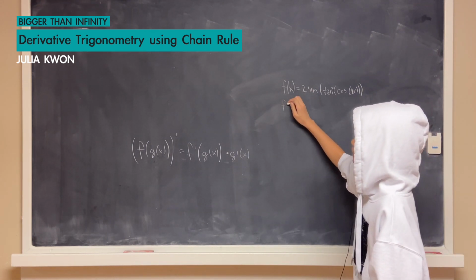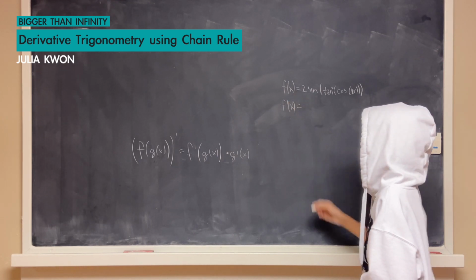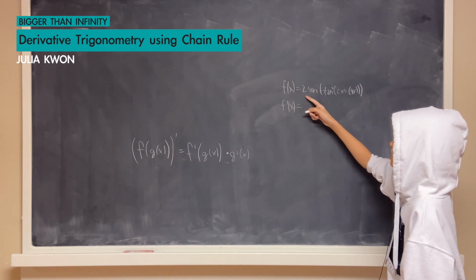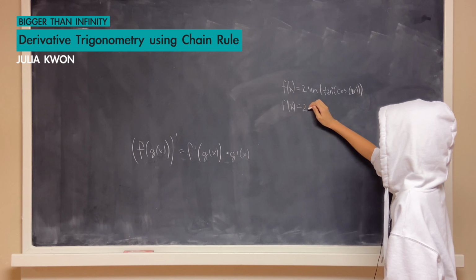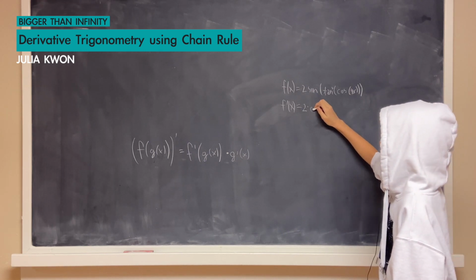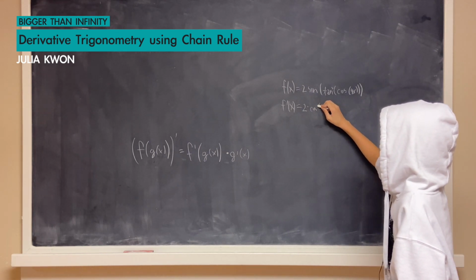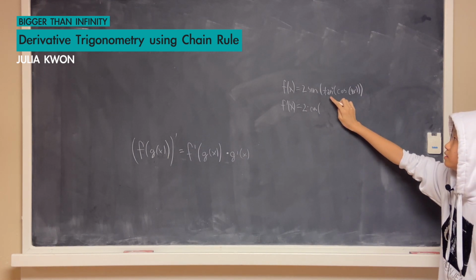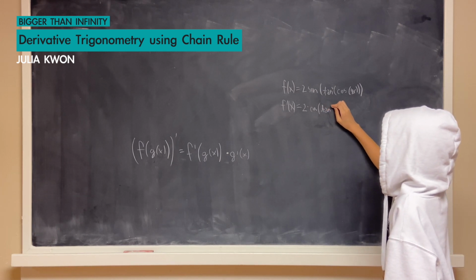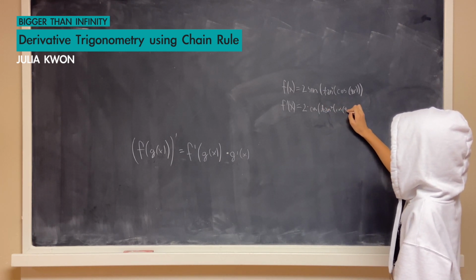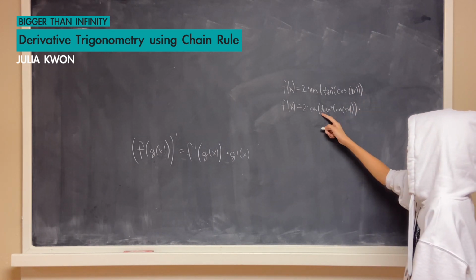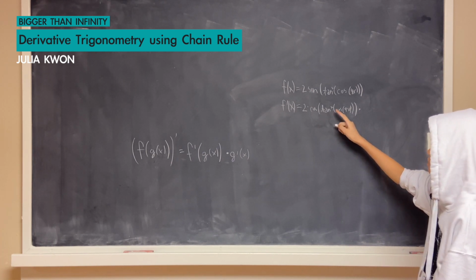So if we take the derivative now, we would first do the sine, and the 2 can just stay. So 2 times the derivative of the sine, which is cosine, and this just stays the same, tangent squared of cosine of 4x. So now we would have to take the derivative of the inside, which is tangent squared.